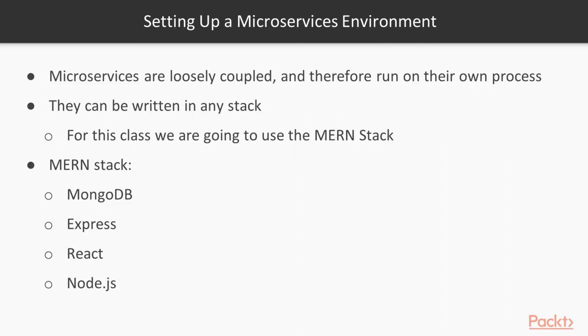As you recall, microservices are loosely coupled and therefore can run on their own process. They can be written in any stack, but for this class, we're going to use the MERN stack. The MERN stack is made up of MongoDB, Express, React, and Node.js. This is very similar to the MEAN stack, except that we're exchanging Angular for React.